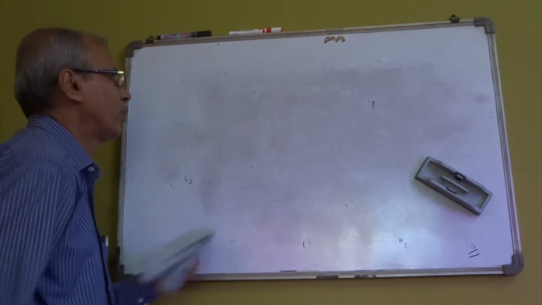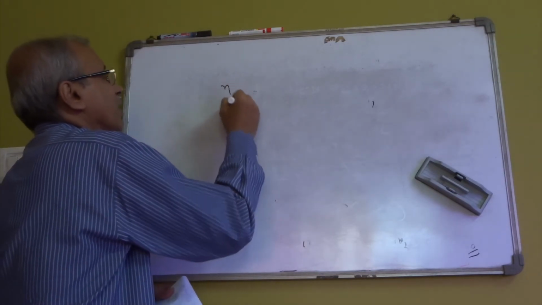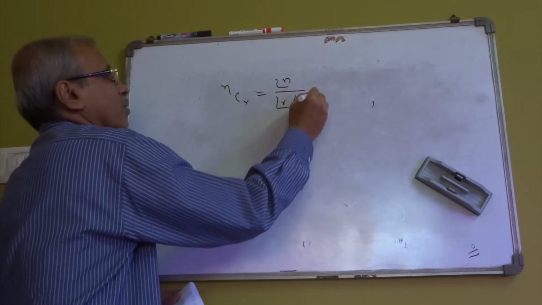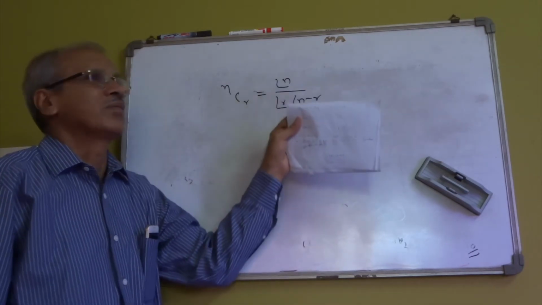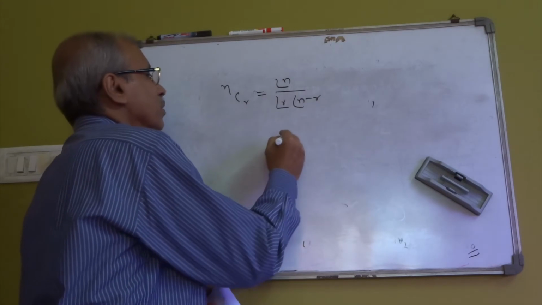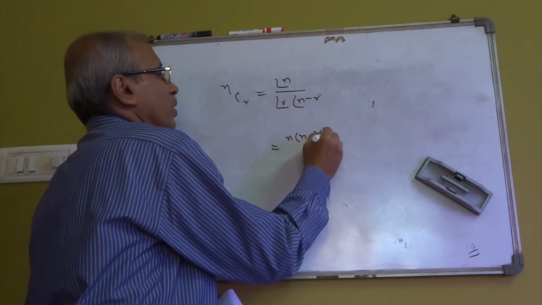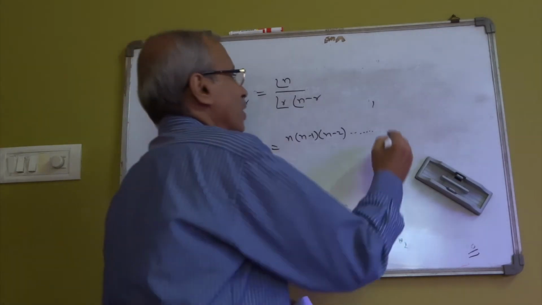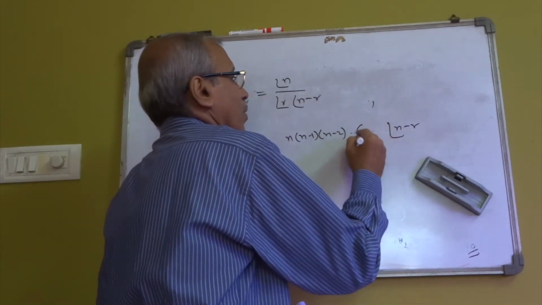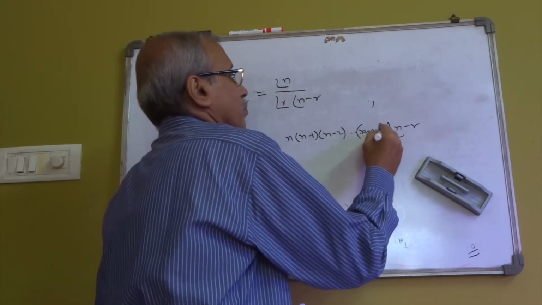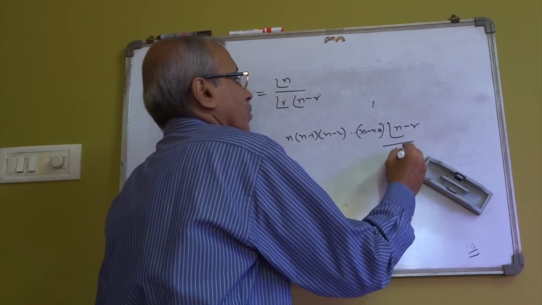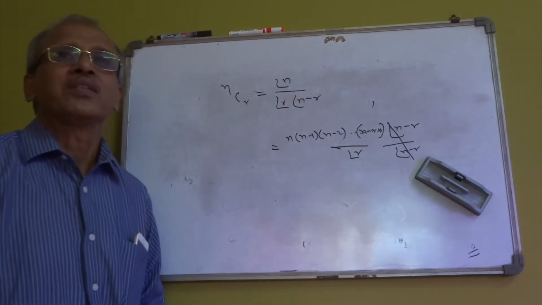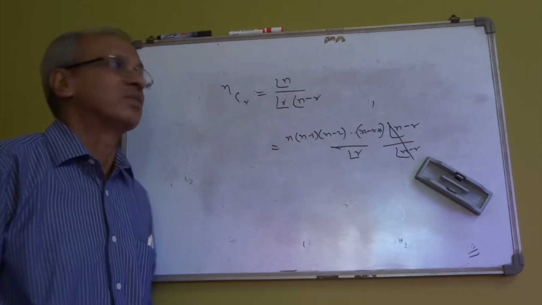I have told you the formula for NCR is factorial n divided by factorial r into factorial n minus r. Now there are common things here. This is nothing but n into n minus 1 into n minus 2 up to n minus r plus 1, then factorial n minus r. This gets cancelled.